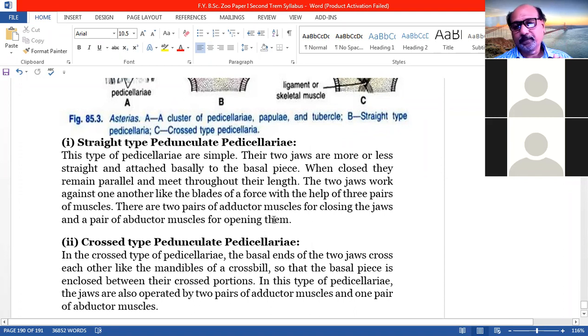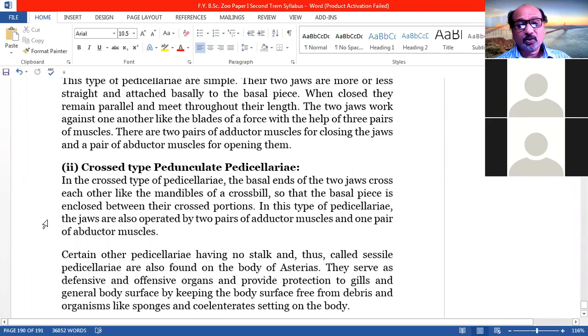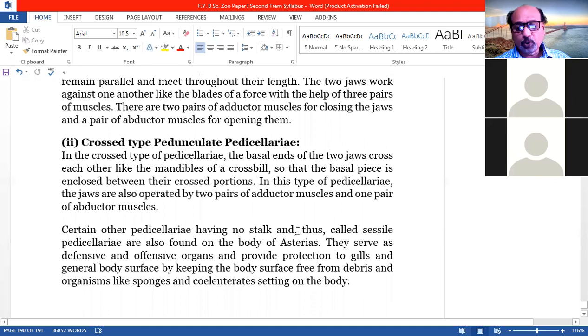In the cross type of pedicellaria, the basal ends of the two jaws cross each other like the mandibles of a crossbill, so that the basal piece is enclosed between their crossed portions. In this type, the jaws are also operated by two pairs of adductor muscles and one pair of abductor muscles. Certain other pedicellariae have no stalk and are called sessile pedicellariae.